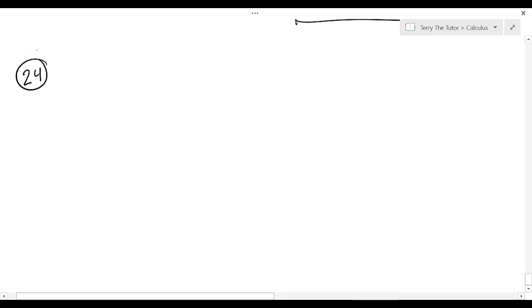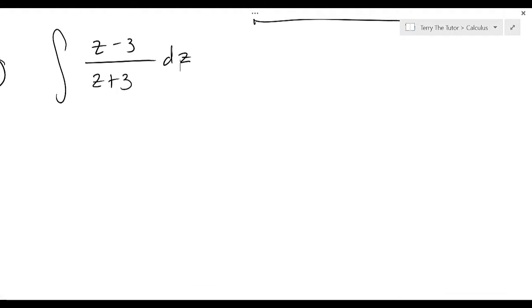24, we've got the integral of z minus 3 over z plus 3 dz. Okay. Why don't we just split the numerator on this one? And if you didn't know, you can always split the numerator, but you can never split the denominator.